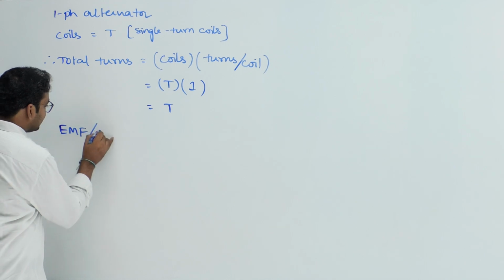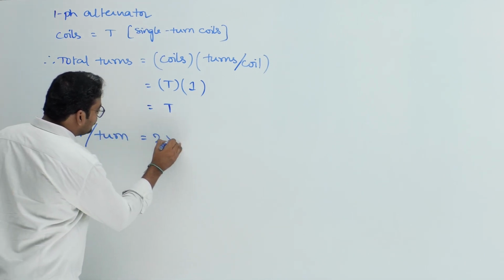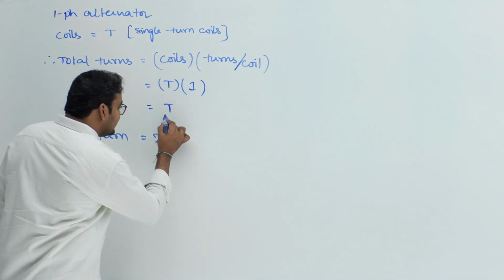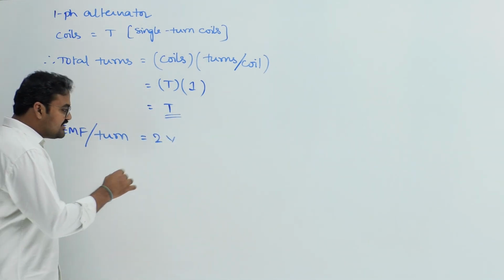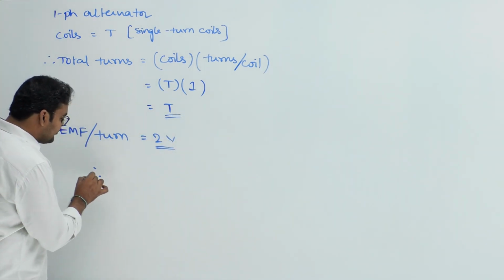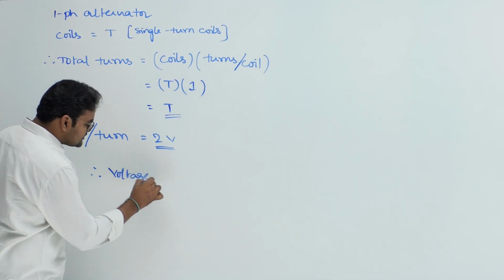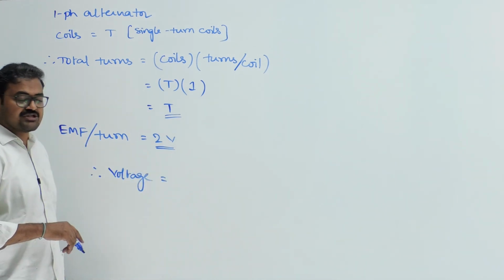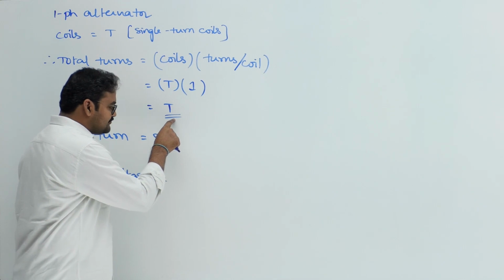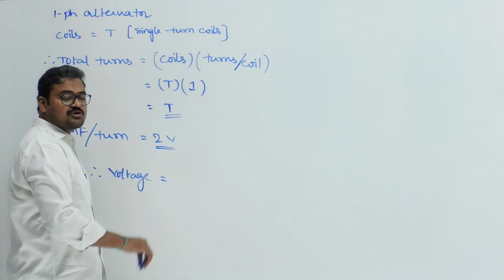EMF per each turn is equal to 2 volt. You see, total T turns are there. Each turn has 2 volt. Therefore, can you tell me what is the total voltage? Very simple, like an aptitude question. Total T turns are there. Each turn has 2 volt. Then what is the total voltage?